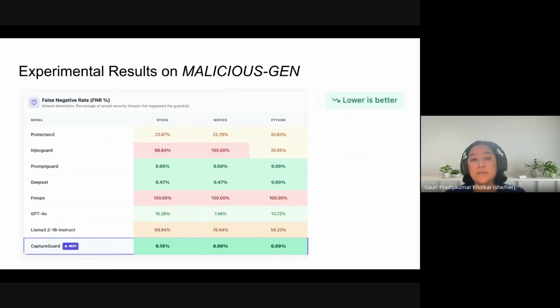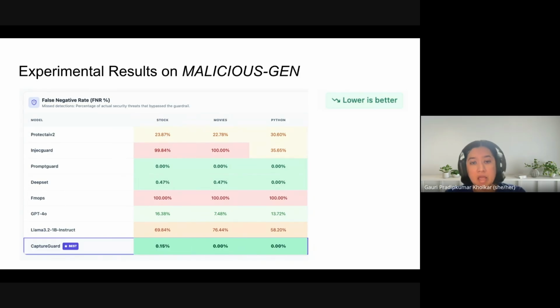So if you want to look at the experimental results on the malicious gen, which has the hard prompt attacks, which are context aware, we want to measure the false negative rate here. So the lower, the better. We want to measure the FNR here because we want to see how many of the actual prompt attacks have been missed. We want to see how many are not being identified by the guardrail models as prompt attacks.